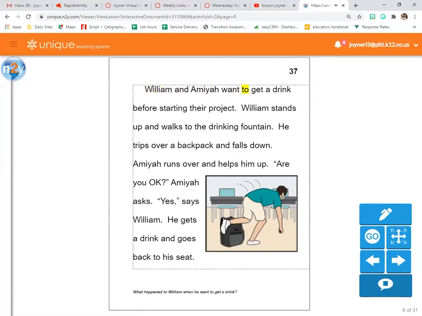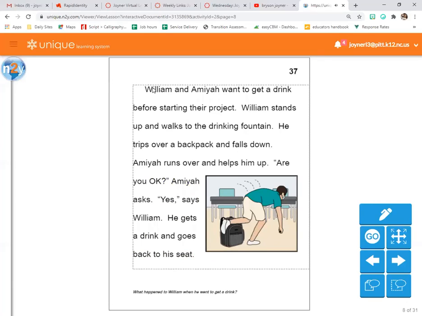William and Amaya want to get a drink before starting their project. William stands up and walks to the drinking fountain. He trips over a backpack and falls down. Amaya runs over and helps him up. Are you okay? Amaya asks. Yes, says William. He gets a drink and goes back to his seat. I see another problem here. Can't be tripping on a book bag.